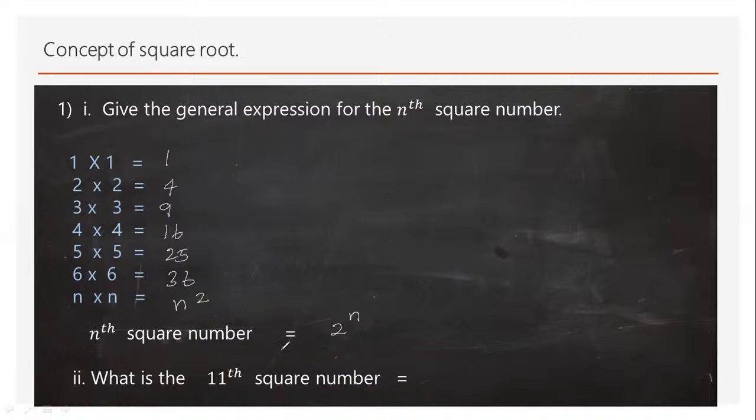What is the 11th square number? So how can we find the 11th square number? We can multiply 11 times 11. 11 times 11, 121. Then the 11th square number is 121.